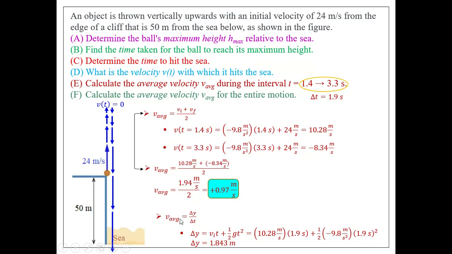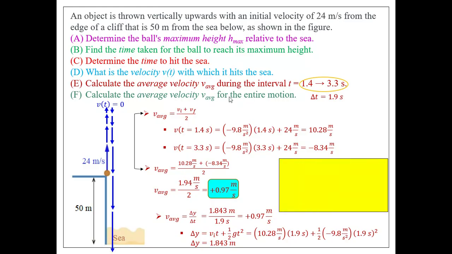Like I said earlier, the strategy needs displacement over time. Time is easy to find because we just found it, 3.3 minus 1.4, which is 1.9. The only thing holding us back was the displacement. Now that we found displacement, we can just plug it in. 1.843 divided by 1.9 will give you 0.97. And again, the sign is there just out of technicality because average velocity is a vector, and they didn't use the word magnitude.